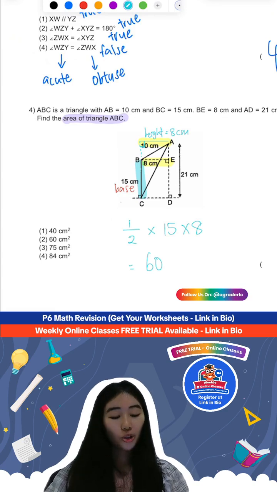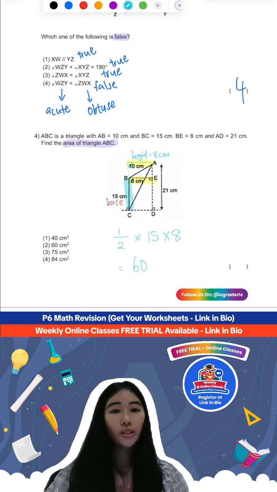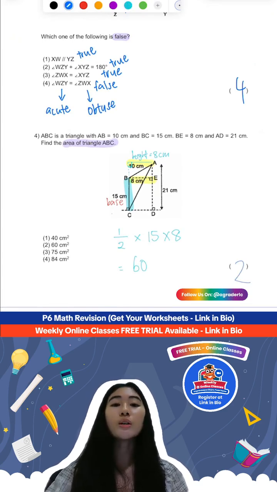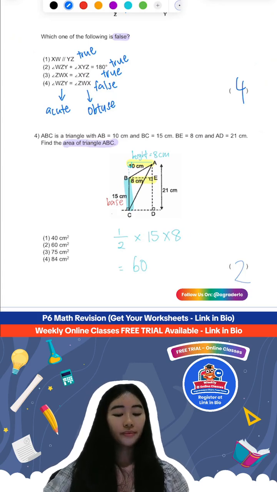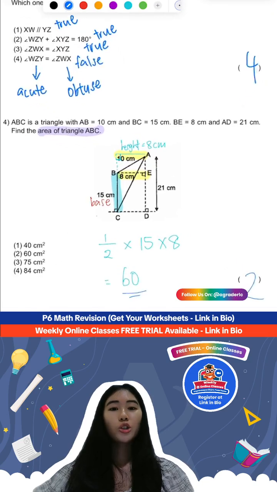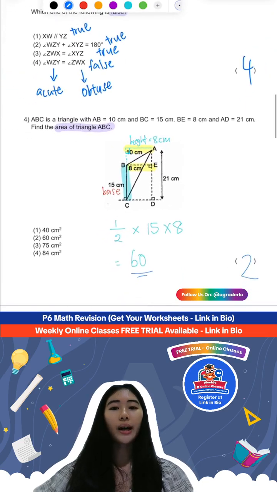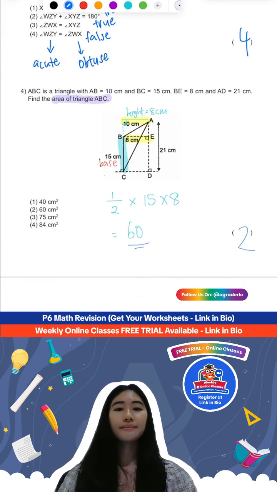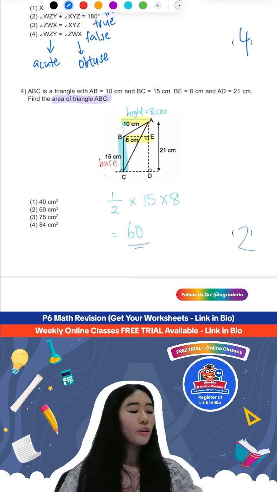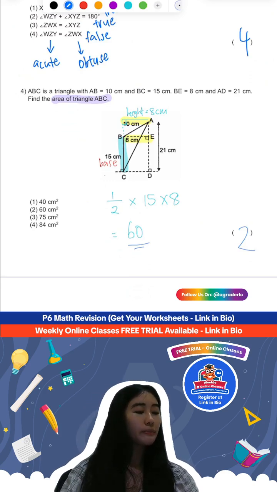Okay, so 60 should be option 2. Just now I didn't see that many of you say it's option 2. Most of you say it's option 3 or 4. Okay, 2 should be the answer, 60. For this question, identifying the base and the height is the difficult part. I'm going to leave this here for 10 seconds for whoever needs to copy.